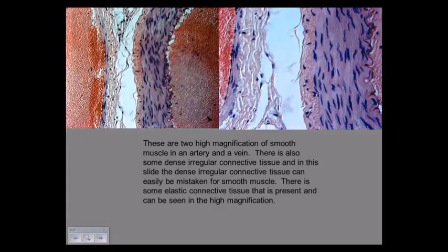Okay, higher power of the same thing. Here's your smooth muscle. Here's kind of like a connective tissue capsule. And here's the artifact. So this right here is supposed to be stuck to this. It just separated. Here's the smooth muscle of the vein. Here's the red blood cells. Okay?